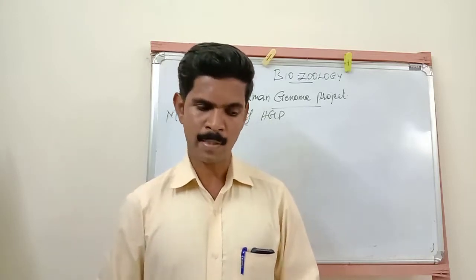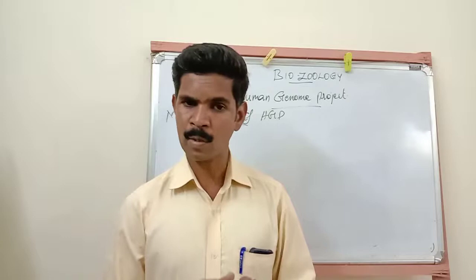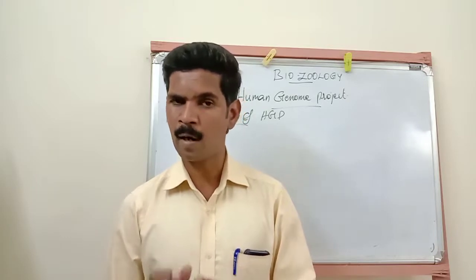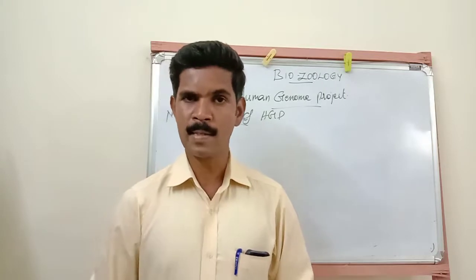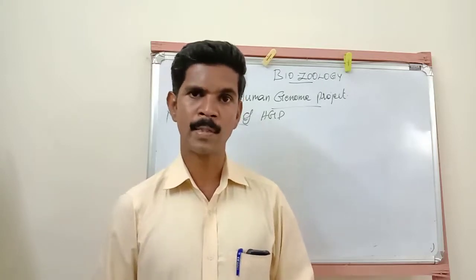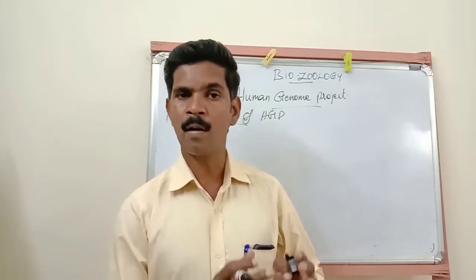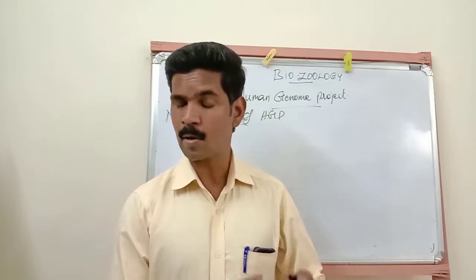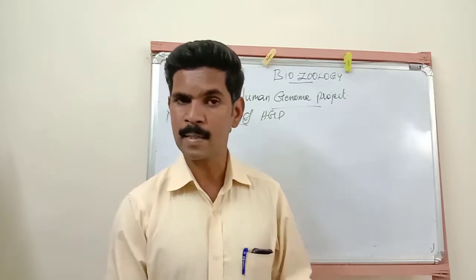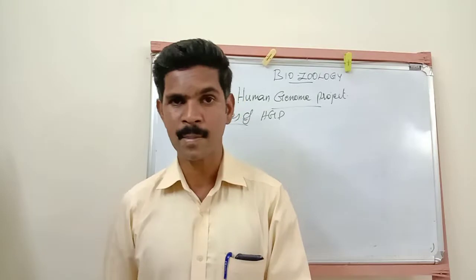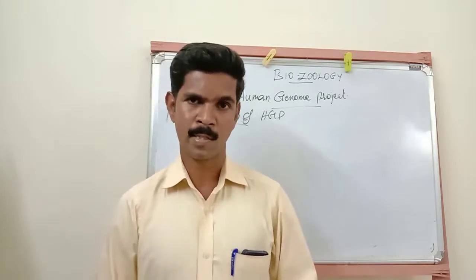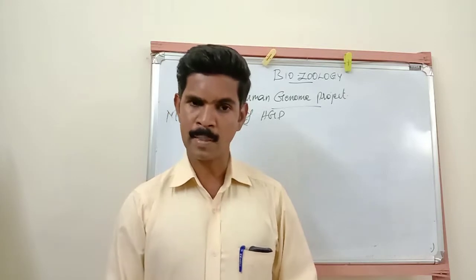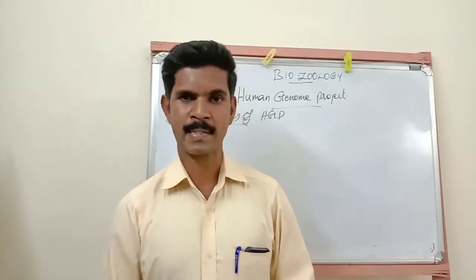The first approach focuses on identifying all the genes that are expressed as RNA. So this is the first approach of the Human Genome Project. And the second approach is sequence annotation.